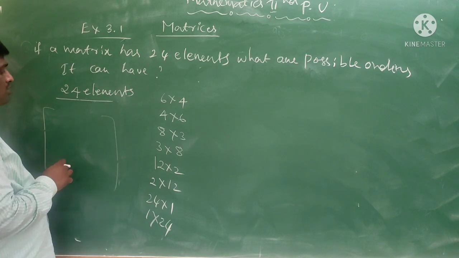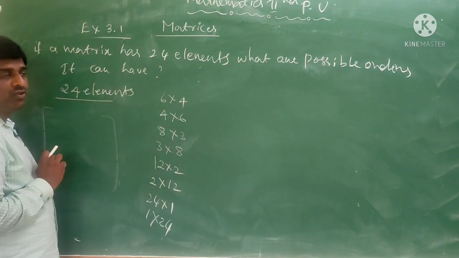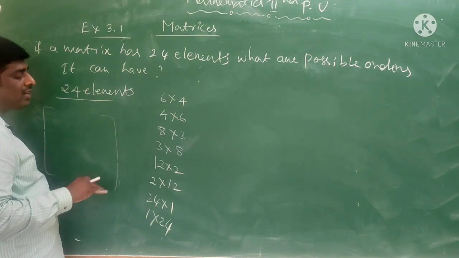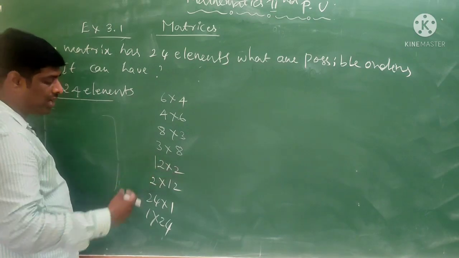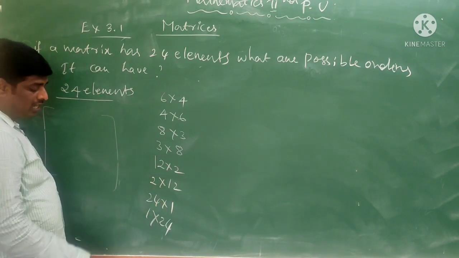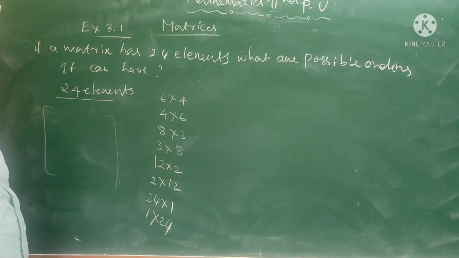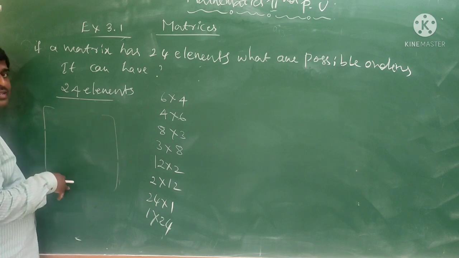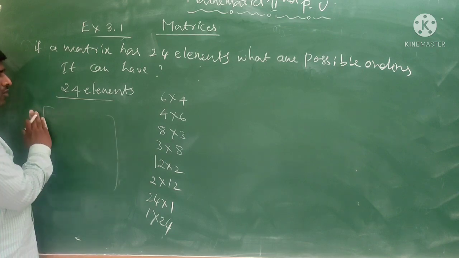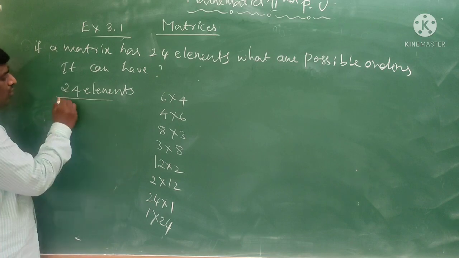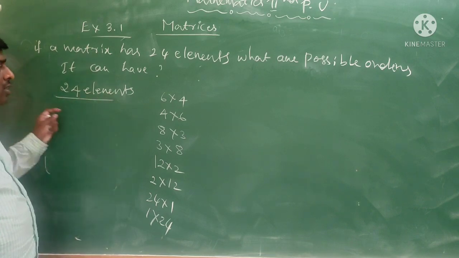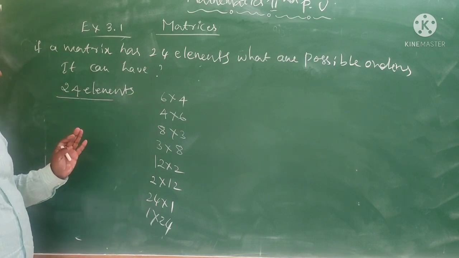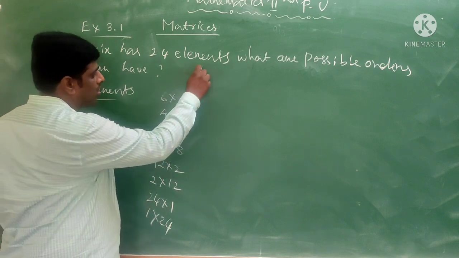Okay, so we can write 6 cross 4, either 4 cross 6, either 8 cross 3, either 3 cross 8, either 12 cross 2, either 2 cross 12, either 24 cross 1, either 1 cross 24. Okay, very simple. If we check all elements, we will get confusion, that's why. So very tricky. So if a matrix has 24 elements, we can write factors of 24. Okay, so these are the possible orders.